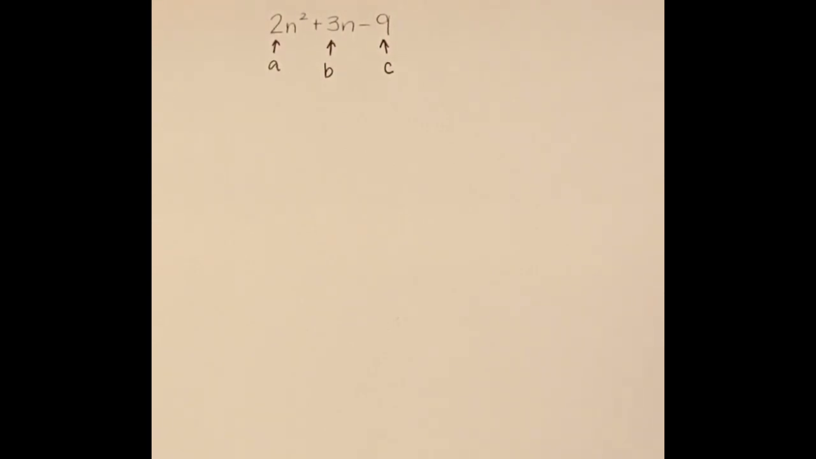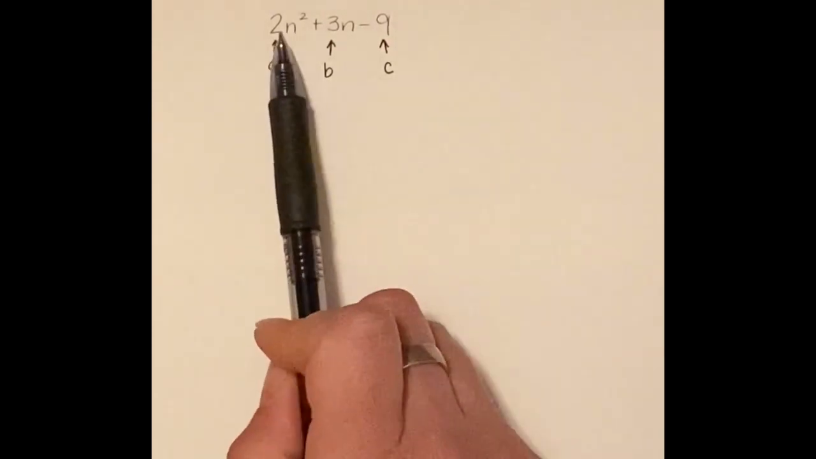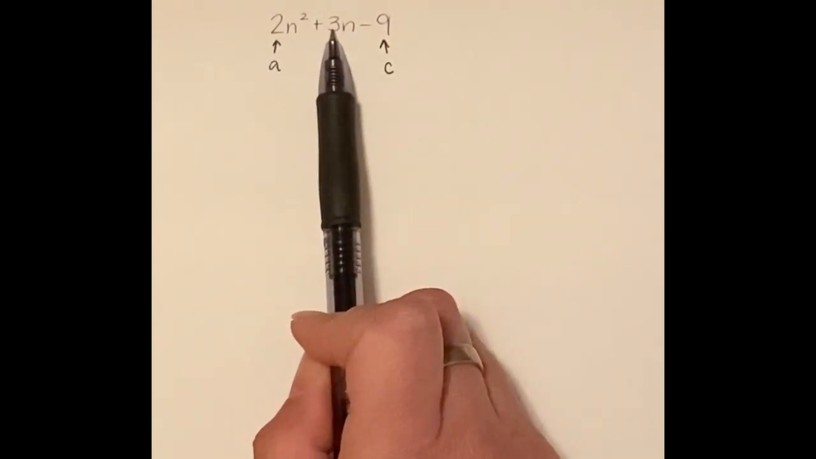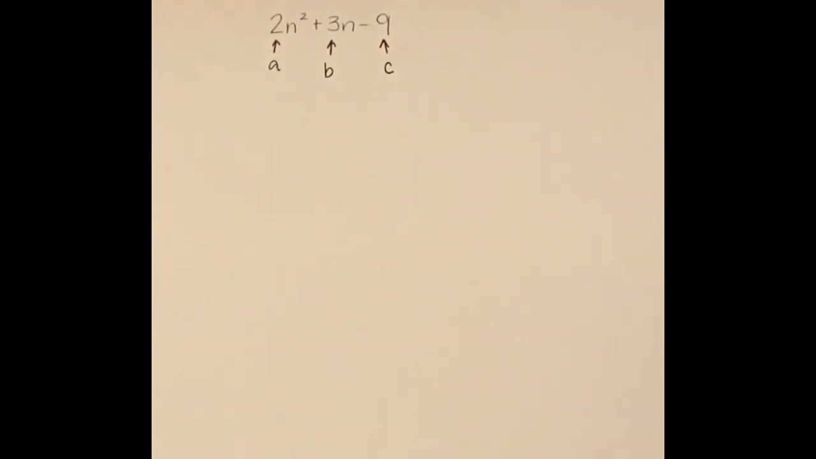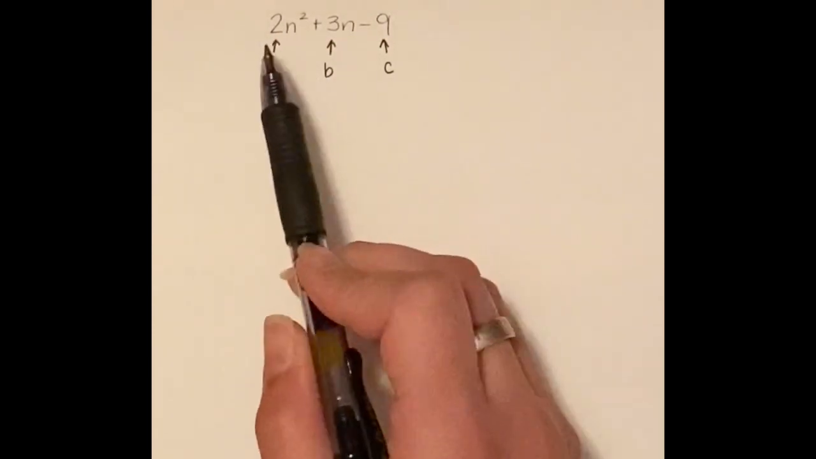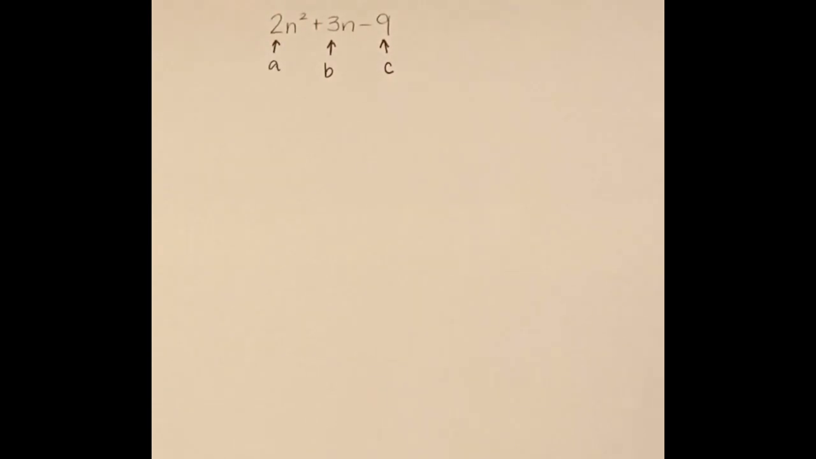for a GCF. In this one, I know I have a 2, but 2 can't go into 3. And I also have an n, but my last term does not have an n either. So there is no greatest common factor. So then we move on. Since we do not have an a value of 1, this is a little bit different.